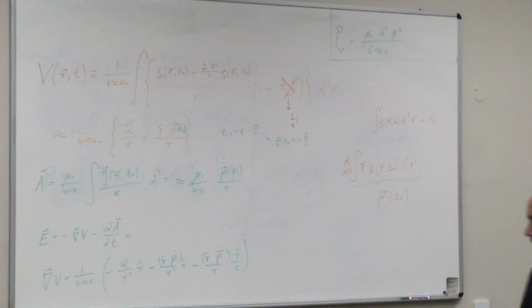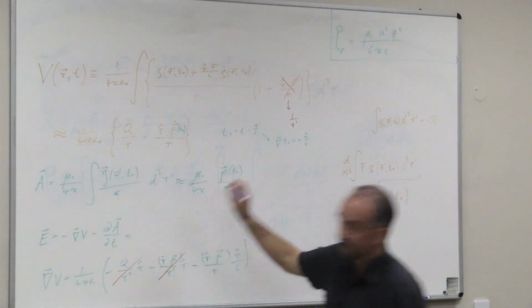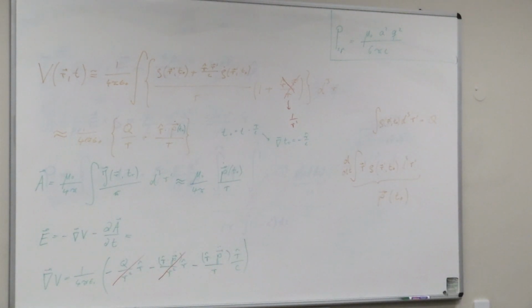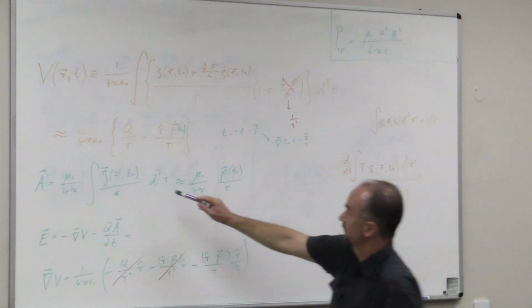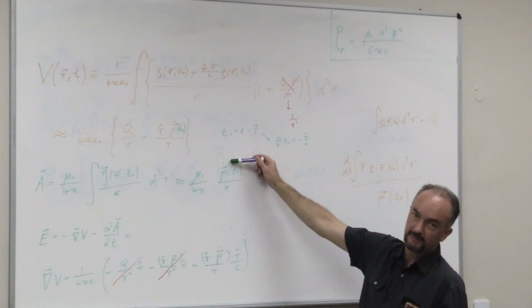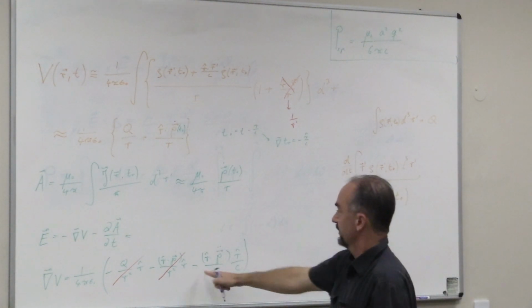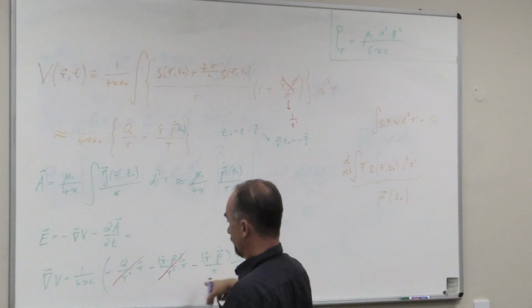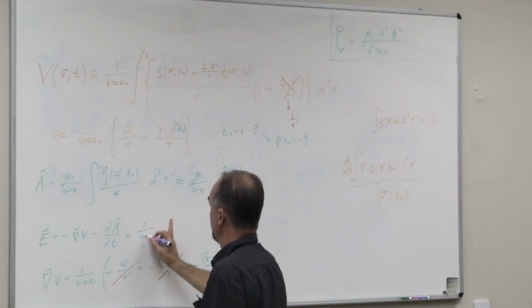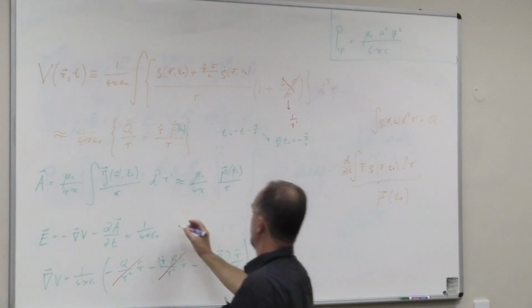Okay, so here we have one term that only drops off as 1 over r. This goes as 1 over r squared, this goes as 1 over r squared. One thing. Okay? And dA over dt just gives us another time derivative here. So we have the negative of this gives us, so it's a 1 over 4 pi epsilon naught. This thing here.